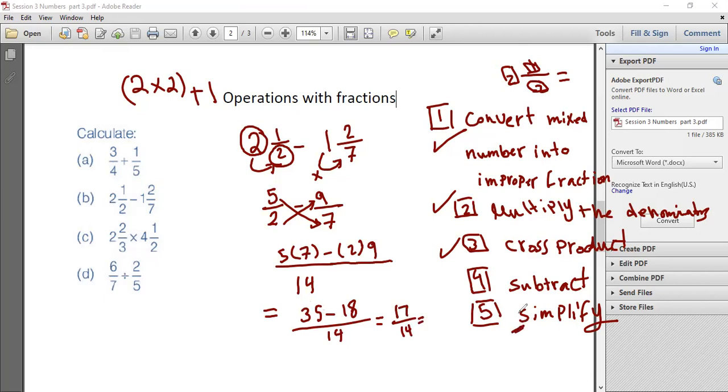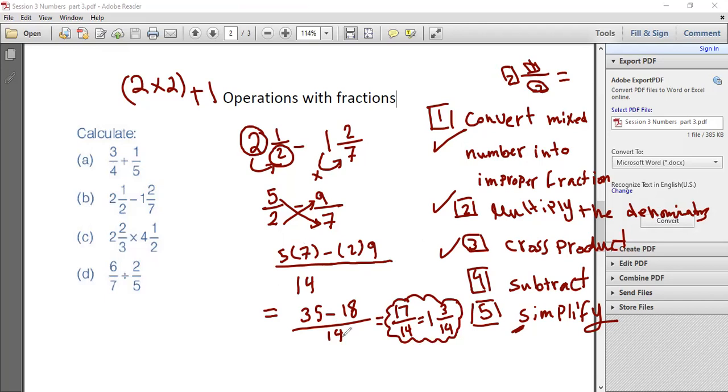Now simplify. Use the calculator to simplify it, which is 1 and 3 over 14. Okay, is that difficult? Is that difficult for you? Oh, no. Okay.